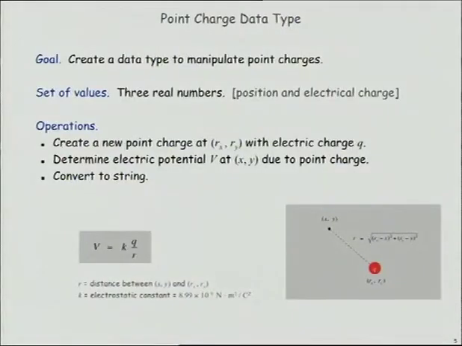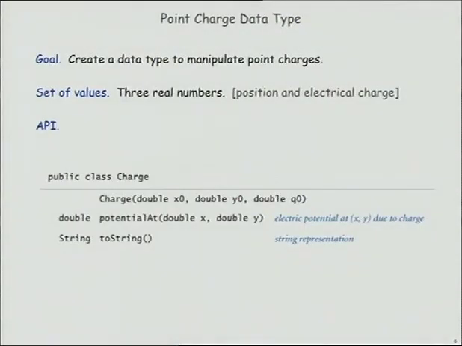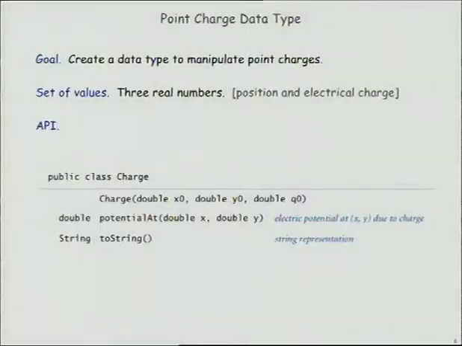So what I'm going to do now is make this a bit more concrete. We're going to write down an application programmer's interface, an API, for these operations. Again, the goal stays the same: we want to create a data type to manipulate point charges, with a set of values that are the three real numbers that specify the position and the electric charge. And then the API has a constructor to create a charge, the potential that I want to calculate, given a point x and a point y, associated with this charge, and a conversion of the charge to a string representation.